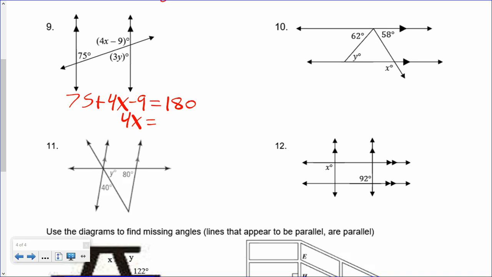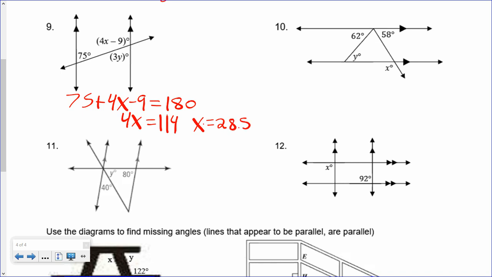Help me out. That's the final answer. Minus 9. 189 minus 75. So if you divide by 4, okay?